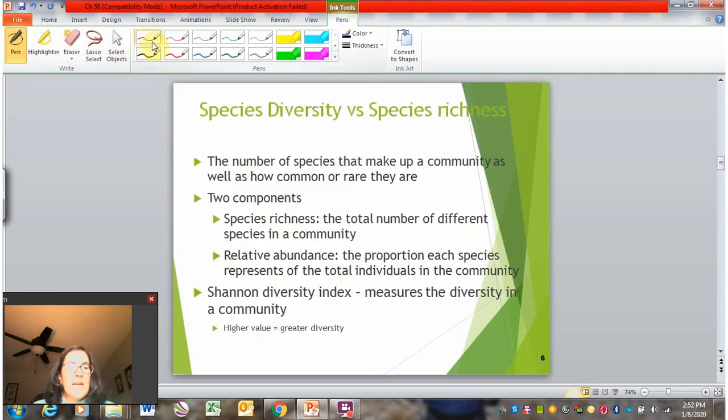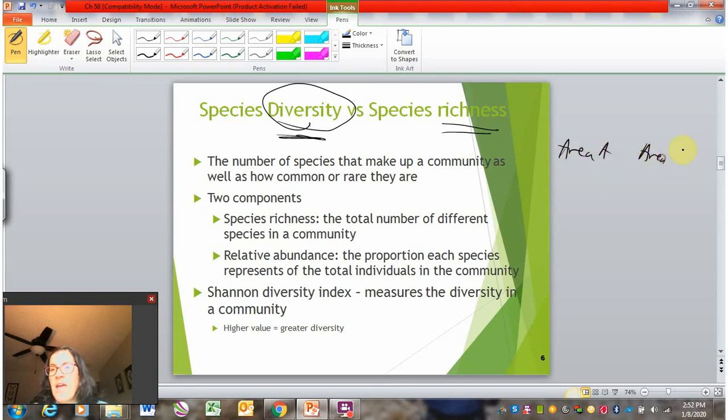So another term that gets used to describe communities is species diversity instead of species richness. The species diversity value takes into account not just how many species there are, but how many of each species there are. To give you an example, let's look at two different areas. We have area A and area B. In area A, we might have two species, and in area B, we might have two species. So again, that would give them identical species richness for having two species.